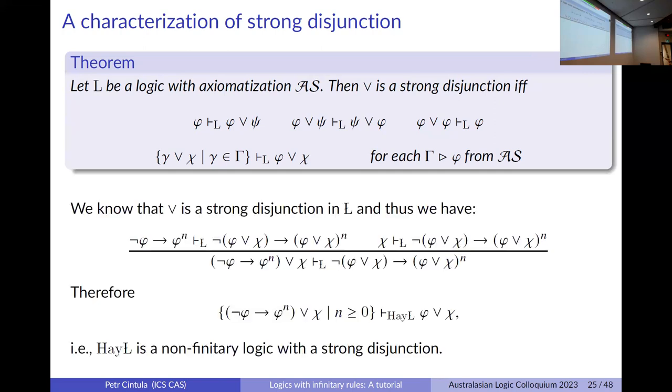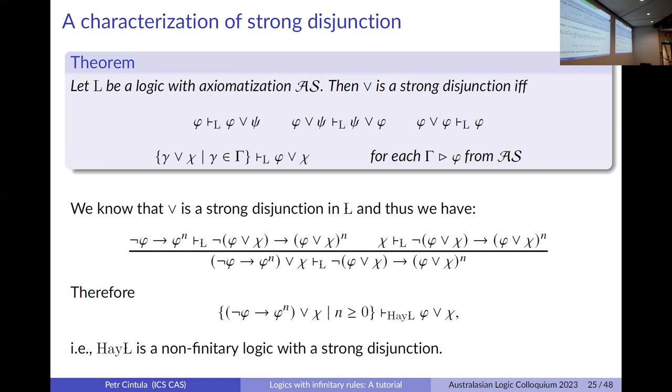You know how you prove things in infinitary rules. So we observe that it's a strong disjunction. We know it's a strong disjunction in the Lukasiewicz logic itself. We use these two tricks. This is basically just weakening. No, phi gives you phi. This N means this N conjunction.